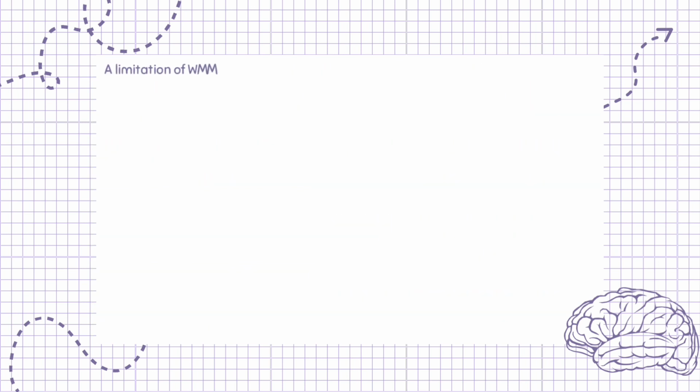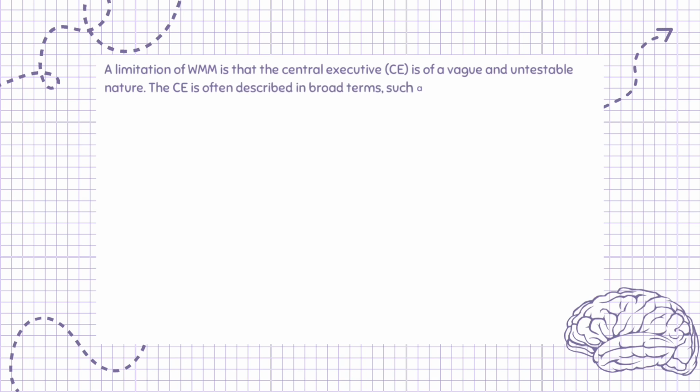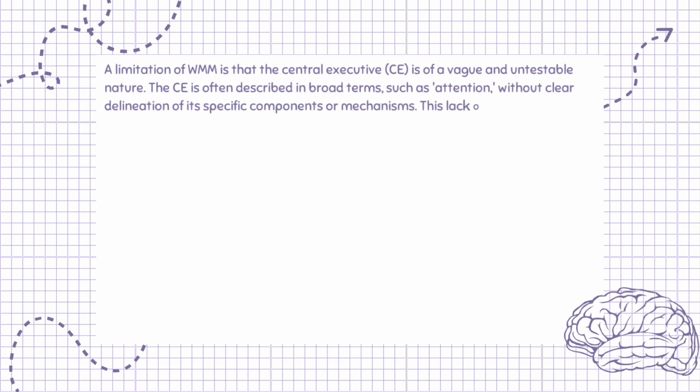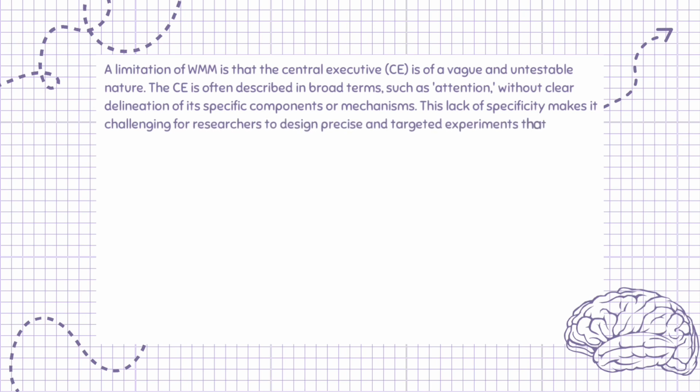A limitation of the working memory model is that the central executive, CE, is of a vague and untestable nature. The central executive is often described in broad terms, such as attention, without clear delineation of its specific components or mechanisms. This lack of specificity makes it challenging for researchers to design precise and targeted experiments that can accurately assess the functions of the central executive.